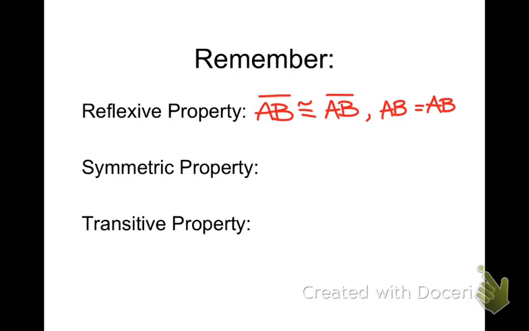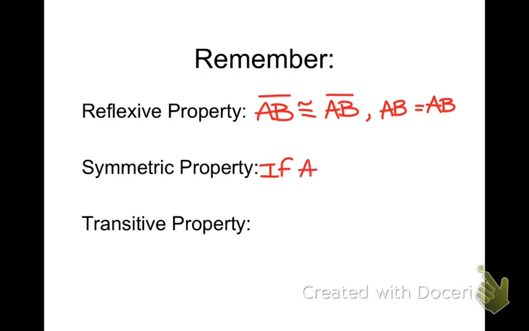Okay, we are not, no, not in this chapter. We are not going to have any reflexive properties with angles. So we'll just stick to our segments here. Symmetric property, what does that look like? That's when it's flipped, right?